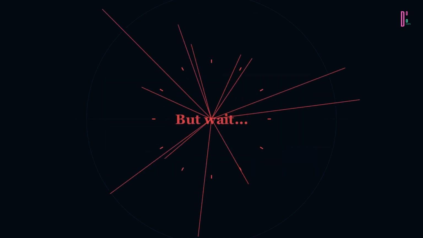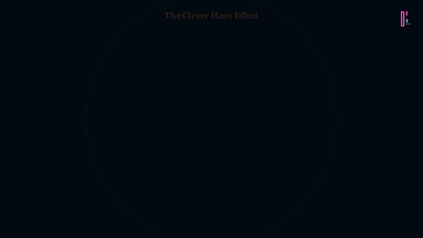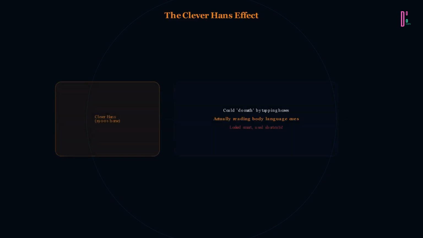Few-shot and zero-shot sound magical. Problem solved, right? Not so fast. Meet the Clever Hans problem, named after a horse in 1900s Germany that could supposedly do math. Turns out, Hans was reading his trainer's subtle body language, not actually calculating. Few-shot models have the exact same issue.